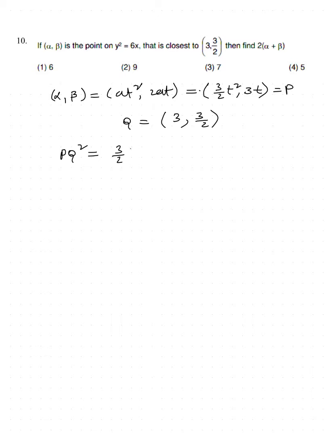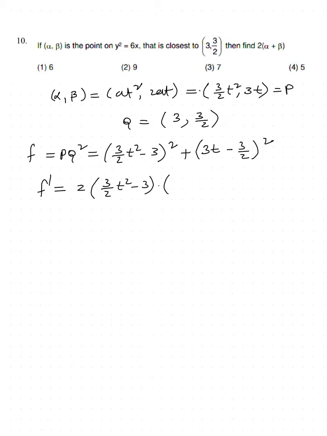PQ square is equal to (3/2 t square minus 3) whole square plus (3t minus 3/2) whole square. Now to minimize this distance, we will call this S. Now S dash is equal to 2 times (3/2 t square minus 3) into 3t plus 2 times (3t minus 3/2) into 3 also. This S dash is equal to 0. So now we do one thing, we will multiply with 2.